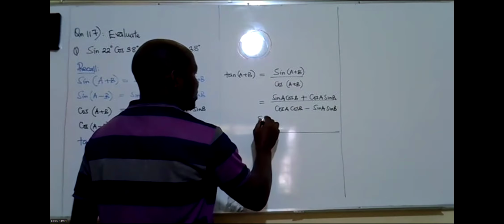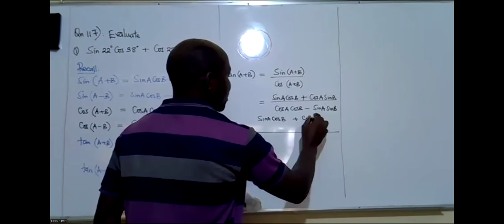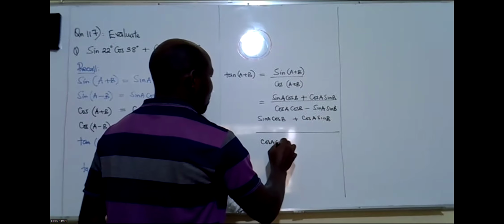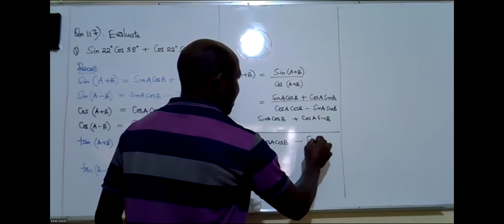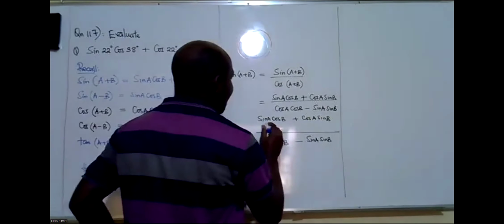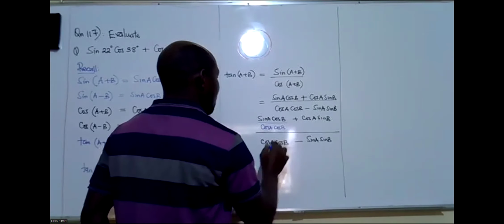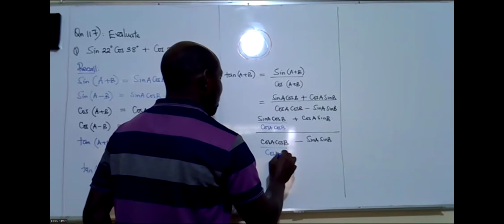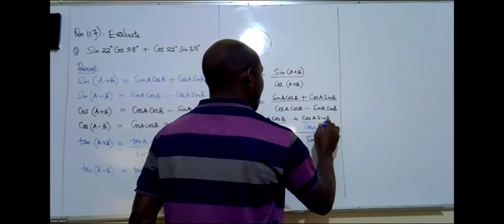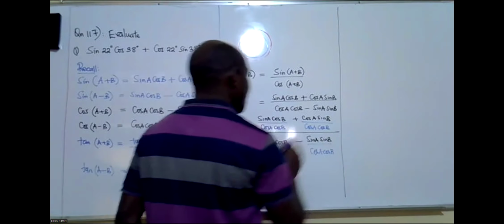So this is going to be sine of A cos of B plus cos A sine of B. In the denominator, we have cos A cos B minus sine A sine B. So what we are doing, we are dividing each and every term by cos A cos B. This also shall have cos A cos B.